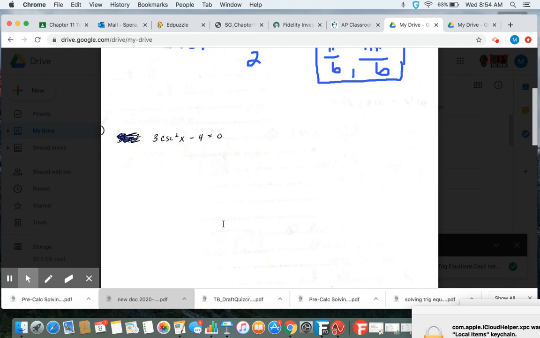Next example here has cosecant. So again, we're just going to solve for x. And then at the end, we know we're going to have cosecant, but we'll just take the reciprocal and make it sine. All right, so the first thing you would do here would be to get this cosecant squared x by itself, by adding 4 and then dividing by 3. Right, add 4 to the other side, divide by 3.